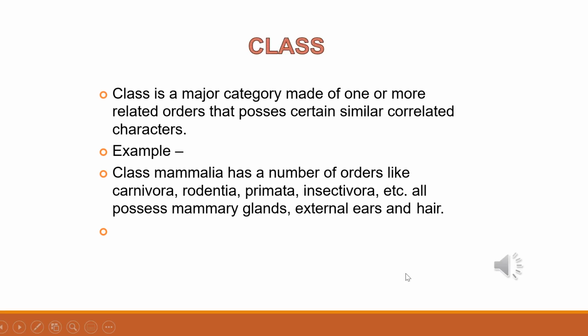Class is a major category made of one or more related orders that possess certain similar correlated characteristics. For example, in animals, the class Mammalia has a number of orders like Carnivora, Rodentia, Lagomorpha, Insectivora, Primata, etc., all of which possess mammary glands, external ears, and hair on their bodies. In plants, the suffix used for class is -opsida, and a suffix is not used in the case of animal classes. For example, Amphibia, Aves, Mammalia, and Cyclostomata.